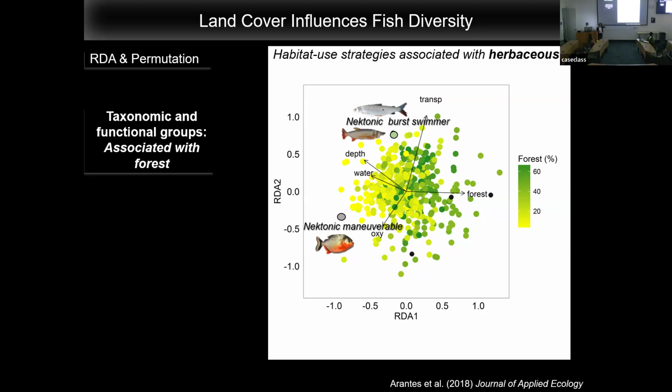These results, just a takeaway message, indicate that spatial patterns of taxonomic and functional assemblage structure or diversity are not only associated with forest, but also with entire mosaics of configurations of land cover types within the floodplains.